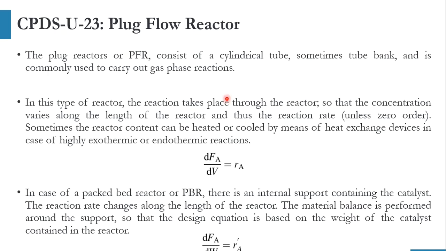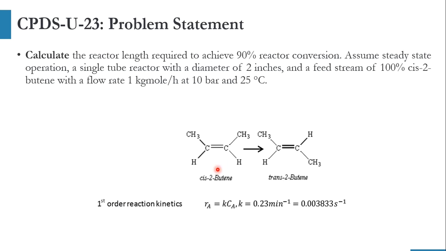So just like the CSTR, there is a PFR, and we know the difference. We have rigorously studied these two in the CRE subject. So this is the equation: dFA/dV = RA when this is a tubular reactor with no catalyst involved, and when there is a catalyst involved, this V is replaced with W.